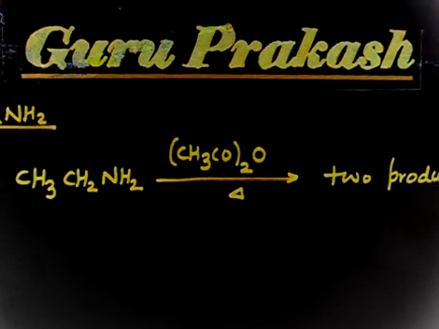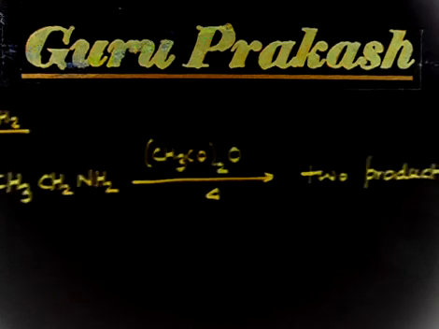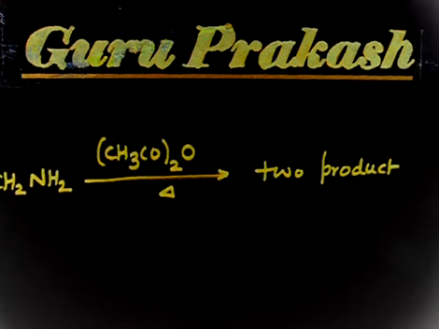So CH3CH2NH2 reacting with acetic anhydride, that is (CH3CO)2O, and this gives two products. You have to write down the product. You can use the mechanism.